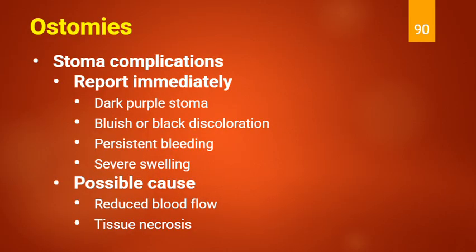Certain findings during stoma assessment indicate serious complications and must be reported immediately. If the stoma becomes dark purple, bluish, or black, this may indicate impaired blood supply or tissue necrosis. This is a medical emergency and requires immediate evaluation. Persistent bleeding or severe swelling may also indicate complications that require prompt medical attention.